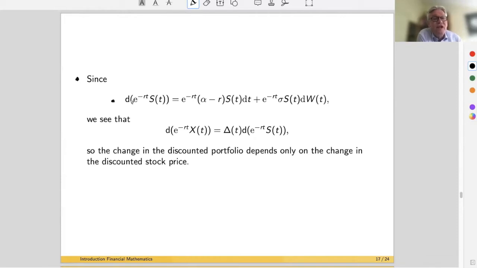again repeated, the change in the discounted stock price process is written out like this: e to the power minus rt (alpha minus r) St dt plus e to the power minus rt sigma St dWt. We see that the change in the portfolio process is in fact delta times the change in the price process. So the change in the discounted portfolio depends only on the change in the discounted stock price. That is an important notion to see, an important item to see.